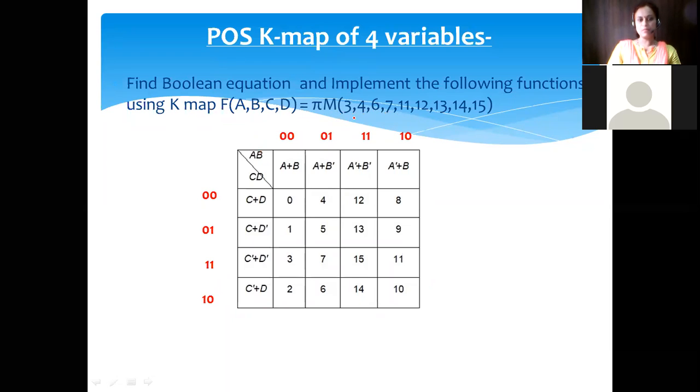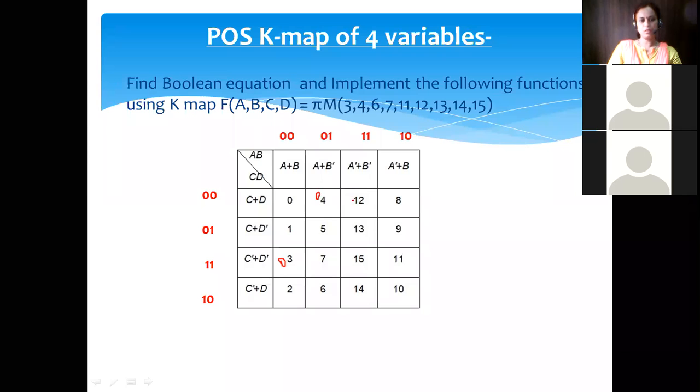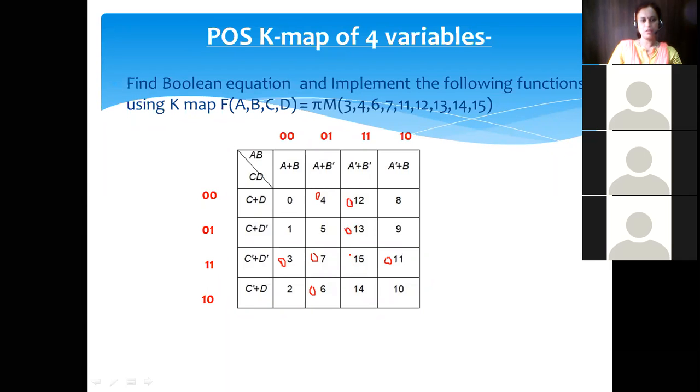Whatever the terms are mentioned in the equation, at those particular positions you have to mark 0. So where will the 0 come? The 0 will come at 3, at 4, at 6, at 7, then 11, 12, 13, 14 and 15. So these are the places where we are marking zeros.